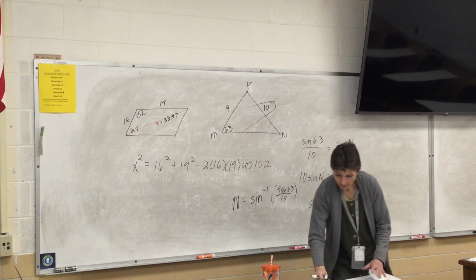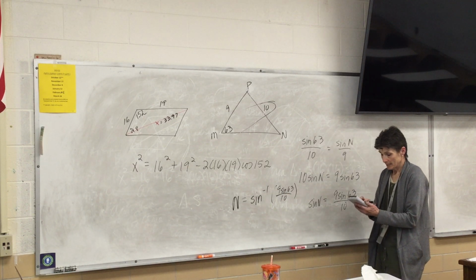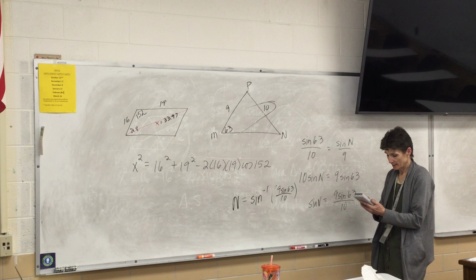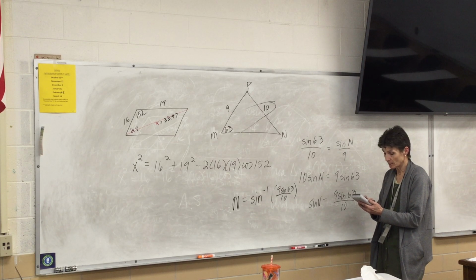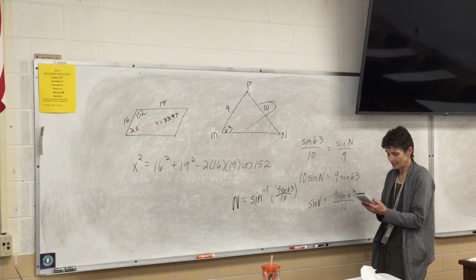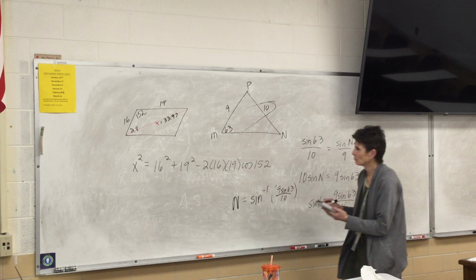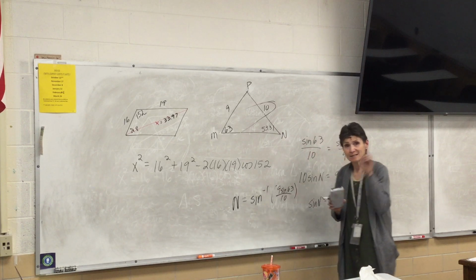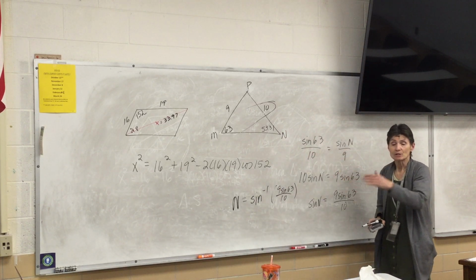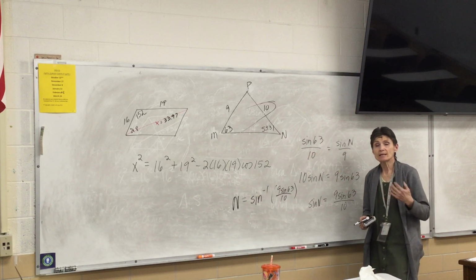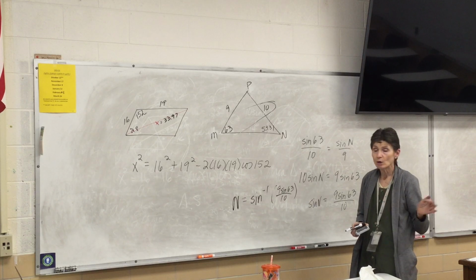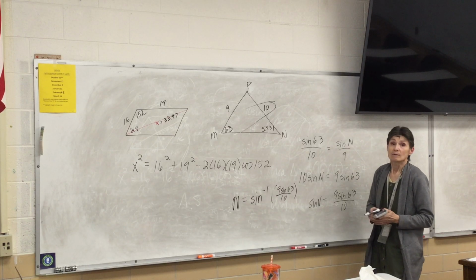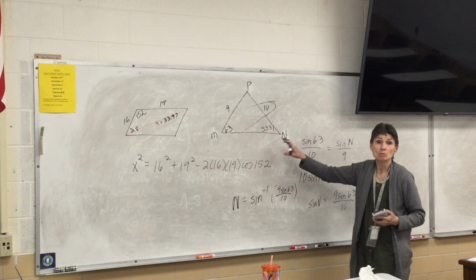All right, so here we go. I'm going to figure out what that angle is. Second sine, 9 sine 63, close parentheses, divided by 10. I got 53.31. Now remember, sometimes when you do that, you get an error message. If you get an error message, that means there are no triangles possible. We didn't get an error, so we have at least one.